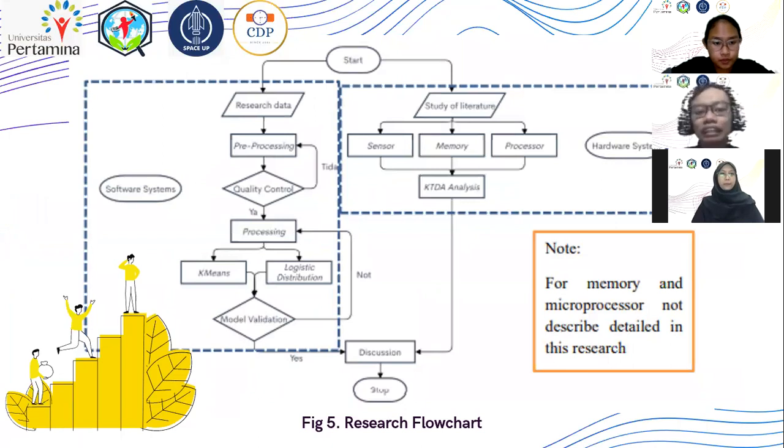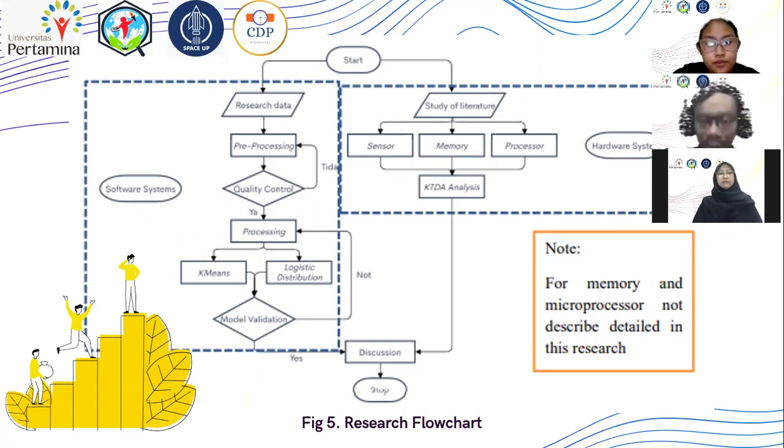For the algorithm or research process, we get data from literature study and research data. For the software system, we collect research data, and then we process the data. If the data is good or not, we have quality control. If it is good, we go on to processing, and then we calculate K-means and logistic distribution to get the classification and create model validation. For the hardware system, we have a sensor, memory, and processor.